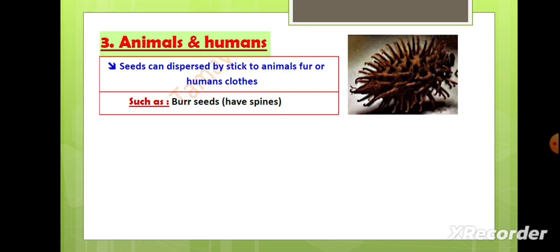Again, because the animals have fur and because the seeds contain spines, or a spiny shape, as you can see in the picture here. Here are the pear dog seeds. They have spines, so they will stick on the fur of the animals or the clothes of humans. When they stick to them, the seeds can disperse easily from one place to another.